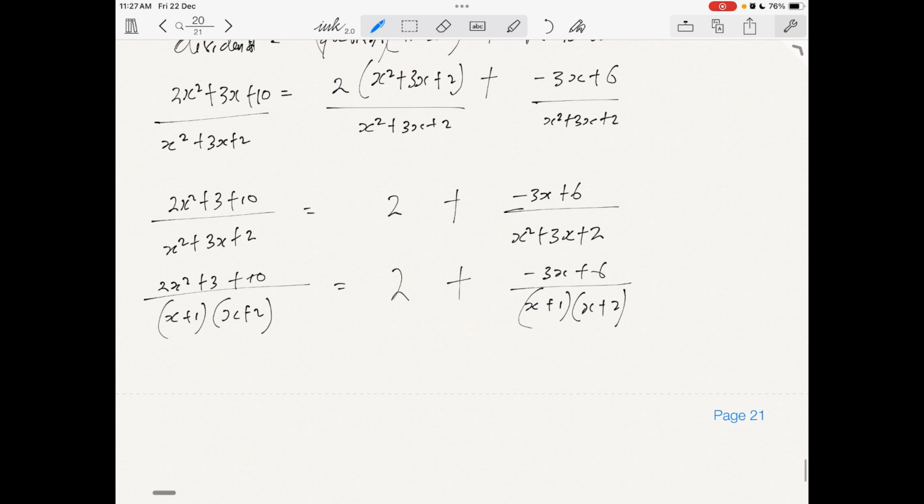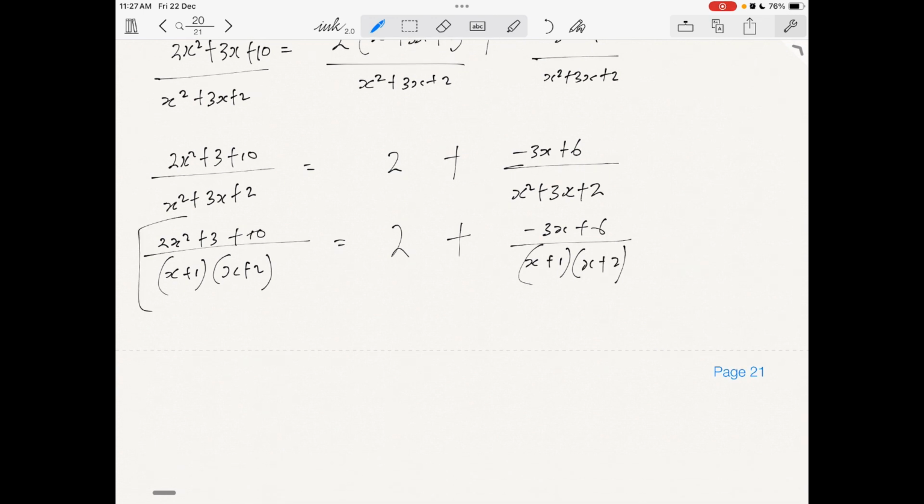So now this is the question we were given, and we want to split it into partial fractions. But we saw that it was an improper fraction, right? Because the degree of the numerator was equal to, and it can also be greater than, the degree of the denominator. So we have to do polynomial division. When we did that polynomial division, we arrived at 2 plus this, right?